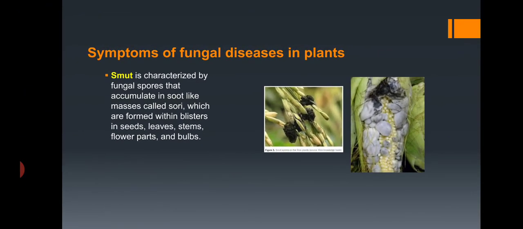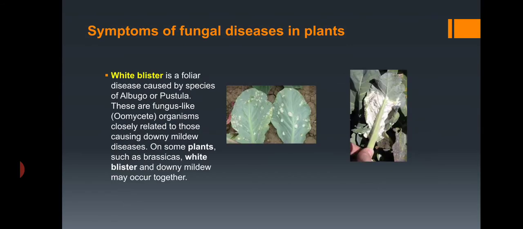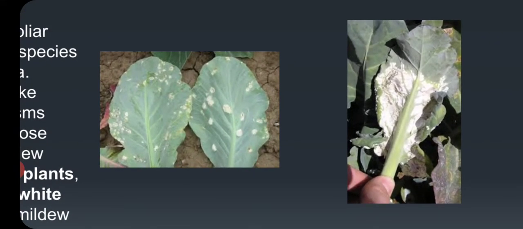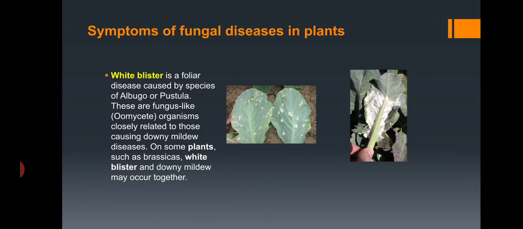And it may appear on stems, flower parts or buds or sometimes seeds and form blisters. Here this white patch is considered as a blister, then later it bursts out, protruding the sporangium with the spores, then it is called a smut. Okay. Then white blister, here we can see these white blisters, these white patches.